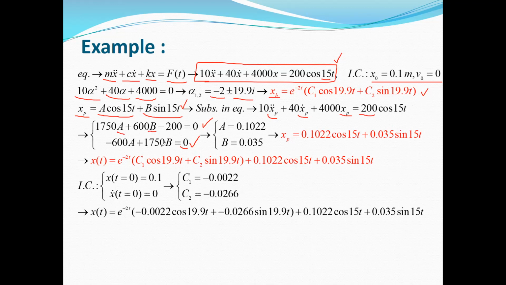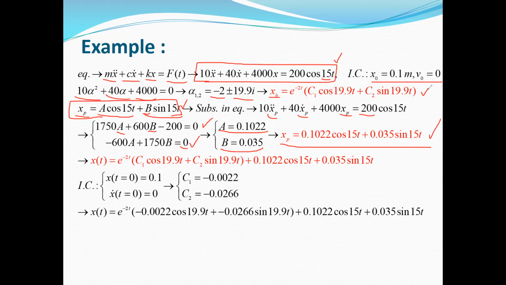For example, from equation 2, you can obtain a is equal to 1750 divided by 600, and then we can substitute into the first equation and obtain b, and then again we can find a. So we can solve these two equations for a and b, and finally the particular response will be obtained in this form. So a is 0.1022, and b is equal to 0.035. Here you can see in this xp(t), we substitute these values. So this is the particular response.